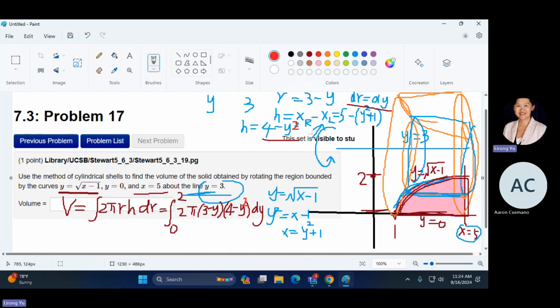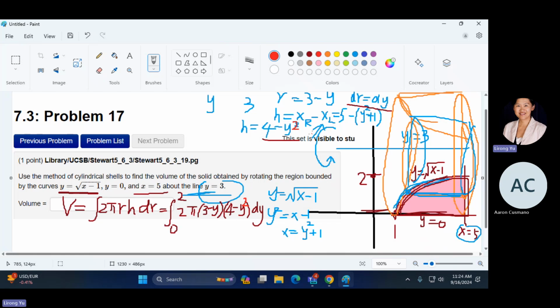The rest is a polynomial, right? You can take out the 2 pi and distribute it, and then I think it will be a degree 3 polynomial. Any other questions? Where did you get the bounds from? How did you find it? It's from the solid revolving, so we're trying to find the boundary for the y value. In that solid shape, the lowest y value is 0, the highest y value is 2.